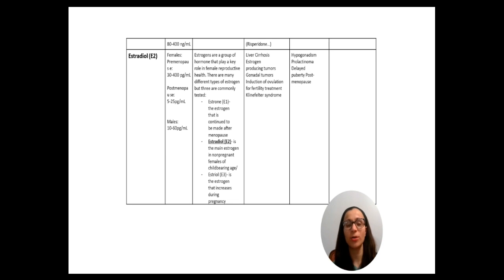The last hormone that we're going to be talking about is estradiol, which is E2. So estrogens are basically a group of hormones that play a key role in female reproductive health.